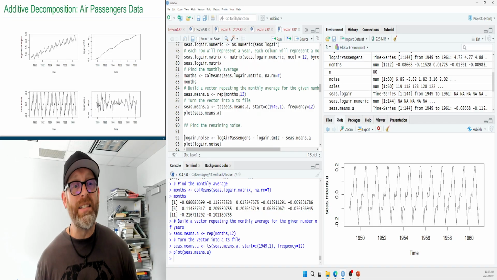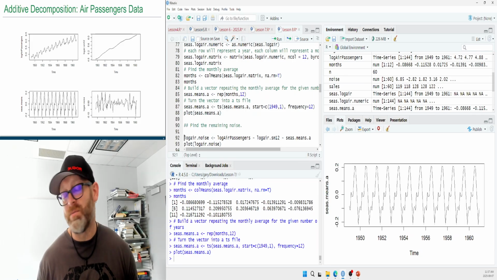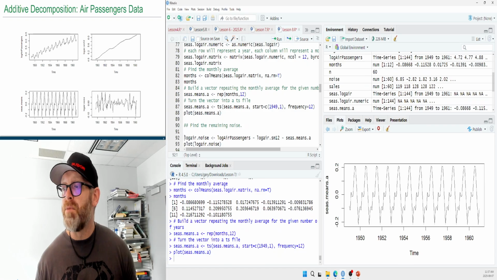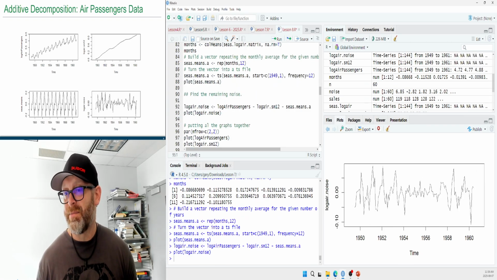Okay, so I've got a seasonal vector of 12 years. I have a trend vector of 12 years where just the first 6 and the last 6 months aren't accounted for. Now I want to remove those from the original data, and all I'm going to have left is the noise. And that's the noise component to it.